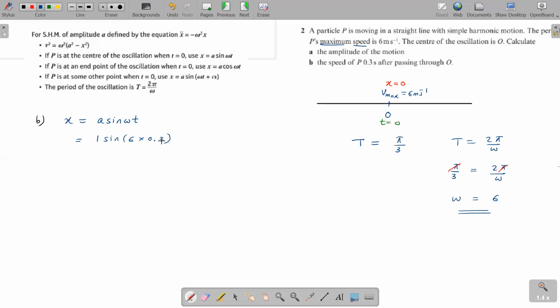Guys, you need to understand when your angles come in terms of time, in terms of length, or in terms of some real world units, you need to make sure your calculator is in what mode? Your calculator must be in the radian mode. So with the calculator in radian mode, you will give the value 1 sine 6 times 0.3 in the calculator. Can I know what the x value you get? So basically sine 6 times 0.3.